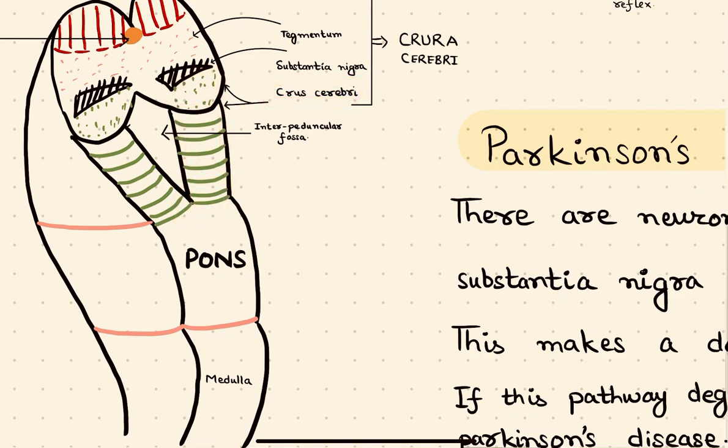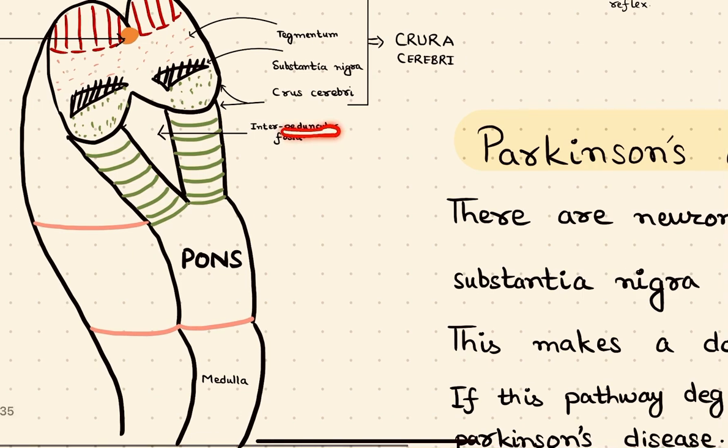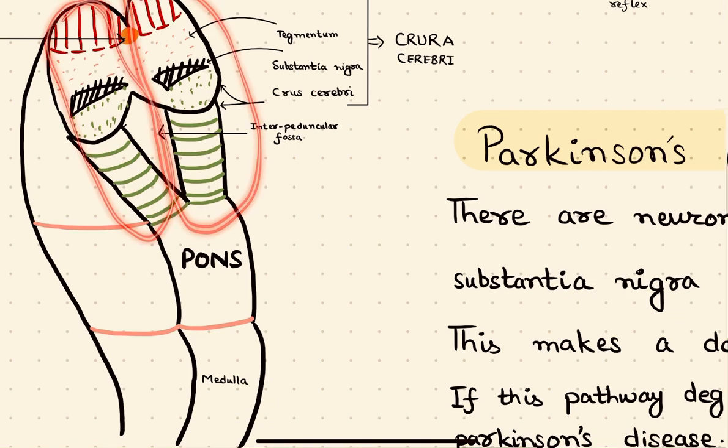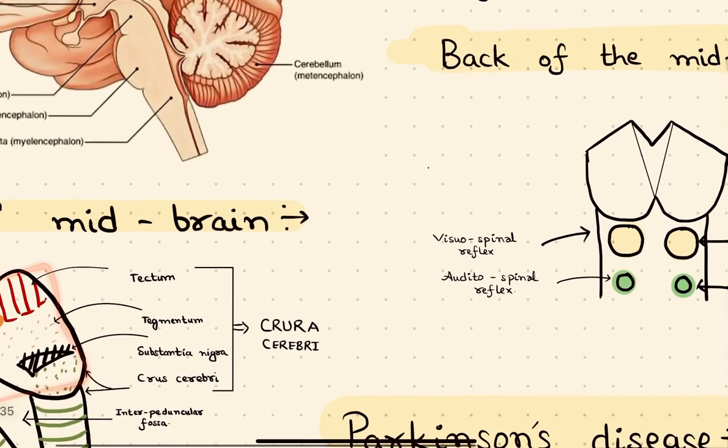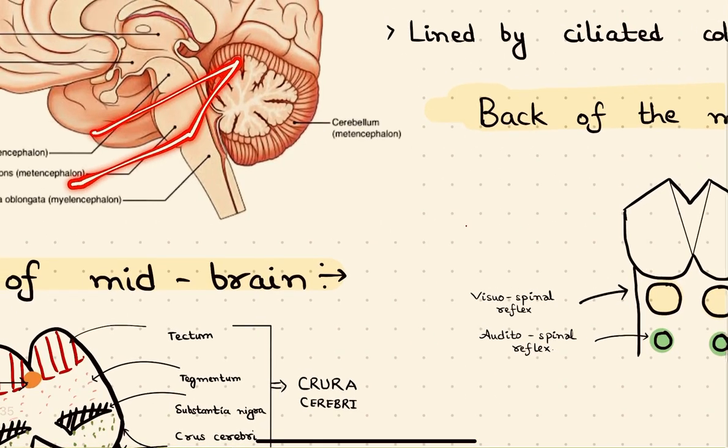What is it known as? Crus cerebri. And the region between two crus cerebri is nothing but the interpeduncular fossa. Why interpeduncular? Because it is between the two peduncles. Like these are the two bigger peduncles. Now in the cross section, how would the midbrain look if I cut the midbrain like this?